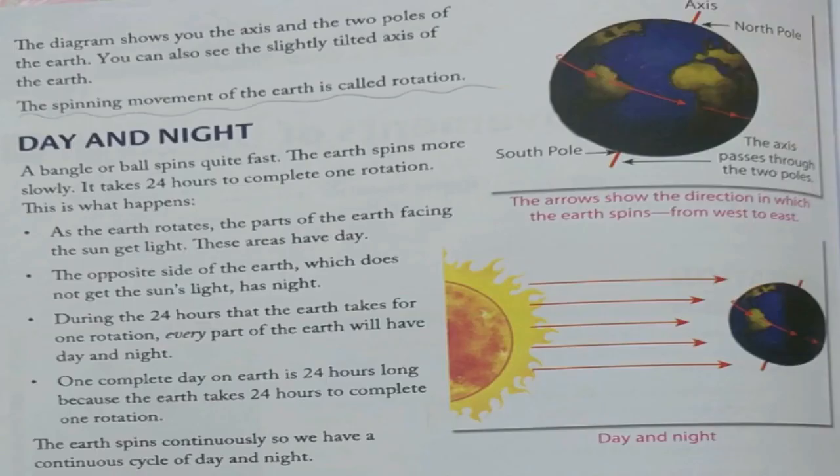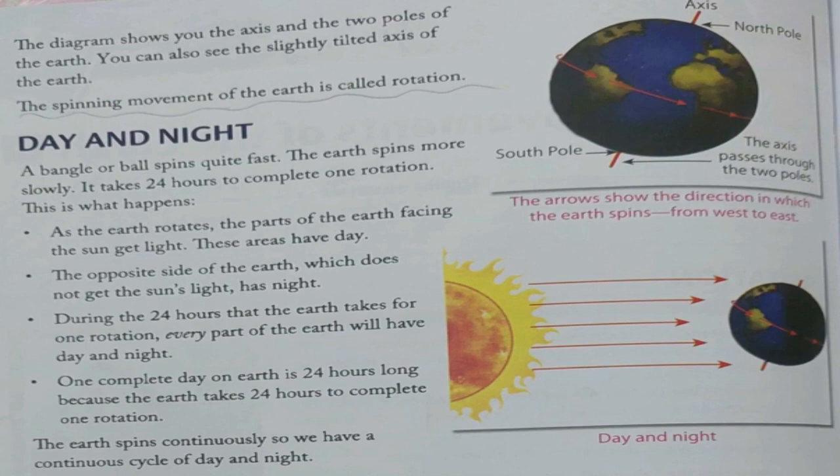The diagram shows you the axis and the two poles of the Earth. You can also see the slightly tilted axis of the Earth. The spinning movement of the Earth is called rotation. Day and night. A bangle or ball spins quite fast. The Earth spins more slowly. It takes 24 hours to complete one rotation.